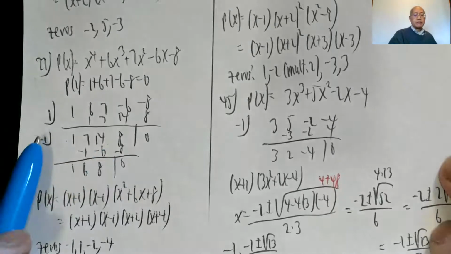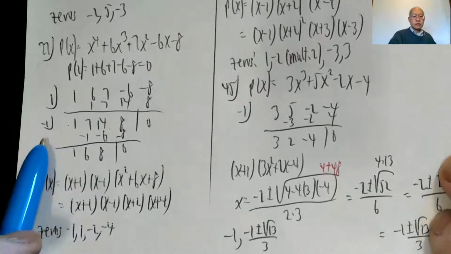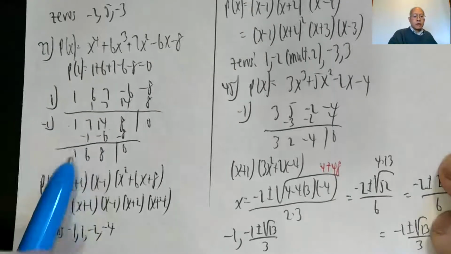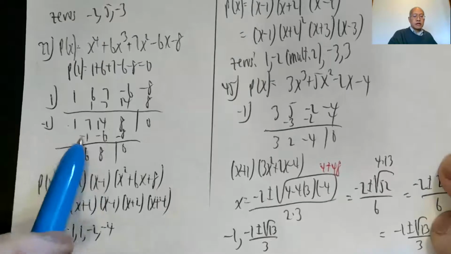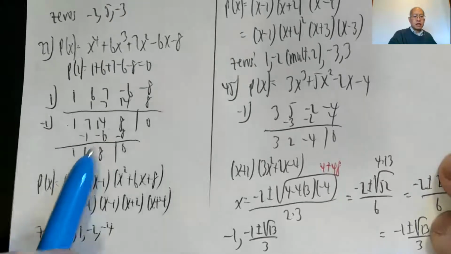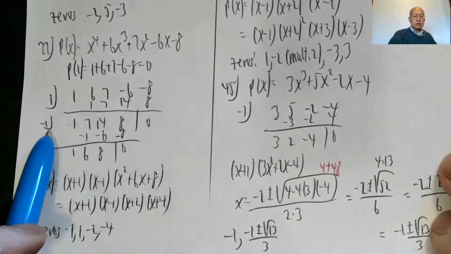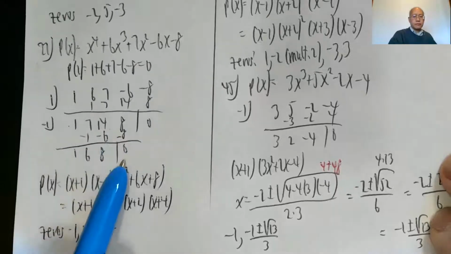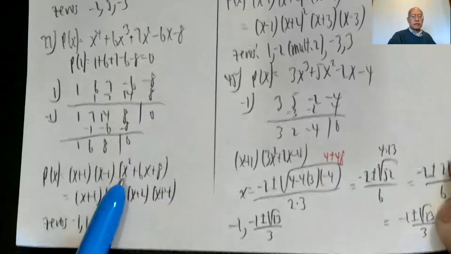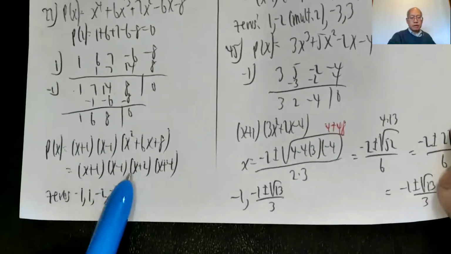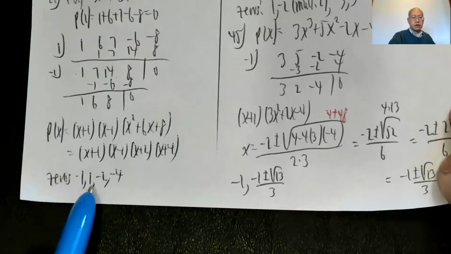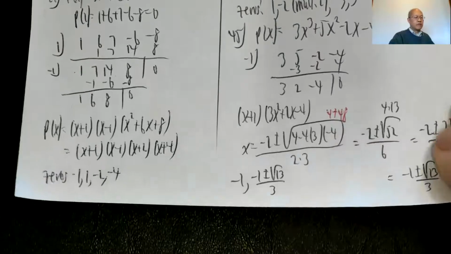Okay, and negative 1 also works. How do I know that? I just try it. 1, negative 1 times 1 is negative 1, 7 minus 1 is 6, negative 1 times 6 is negative 6, 14 minus 6 is 8, multiply, negative 8, 0. So now I've got x plus 1, x minus 1, and x squared plus 6x plus 8, which I know becomes x plus 2, x plus 4. So here's the factored form, and the zeros are negative 1, 1, negative 2, and negative 4.